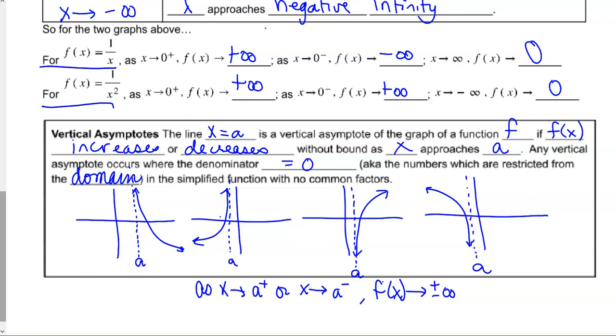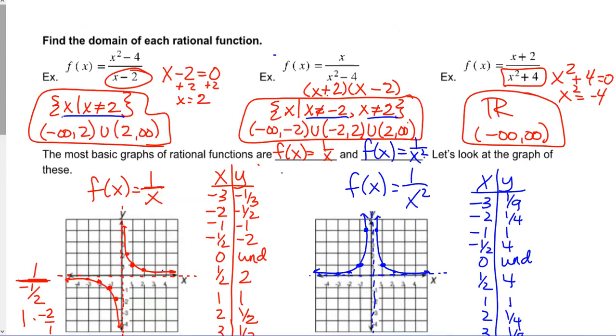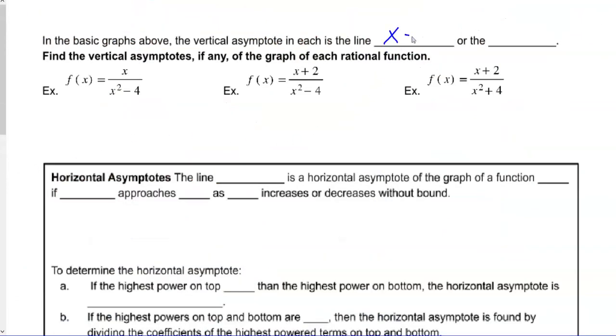All right, very good. So, in the basic graphs above, I'm kind of alluding to this next statement here: the vertical asymptote in each is the line. So let's look here. Where's our vertical asymptote for each of these? We have it here and here. That is the line x equaling 0. That's that vertical line x equals 0. Or we can also think of it as the y-axis.